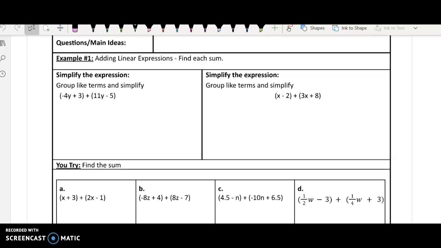Okay, this is kind of misleading because you can't solve for the letter yet because there's not an equal sign. And we haven't learned that. That comes in chapter 4. But what you can do is simplify it, and it's finding the sum still, even though you're still simplifying, because you're adding two expressions. But when you look at these, I can't add a y to a 3.